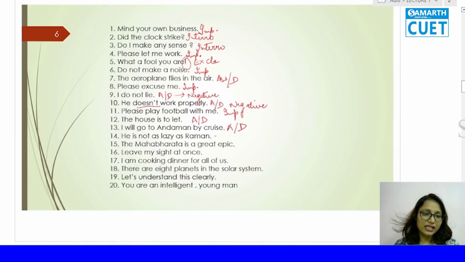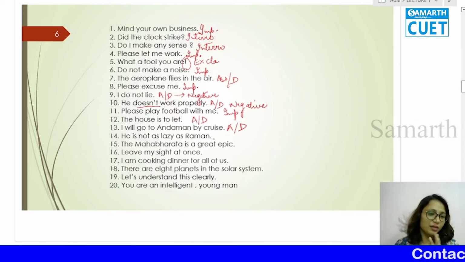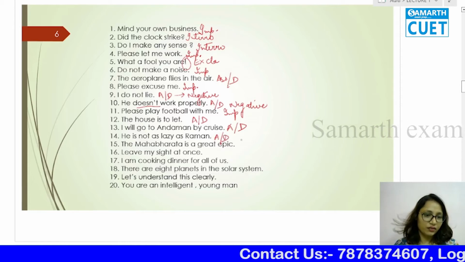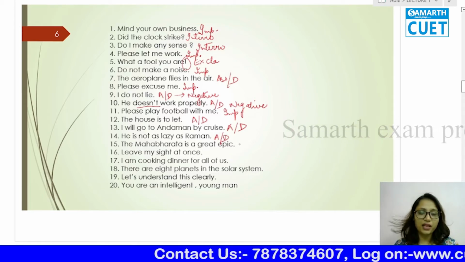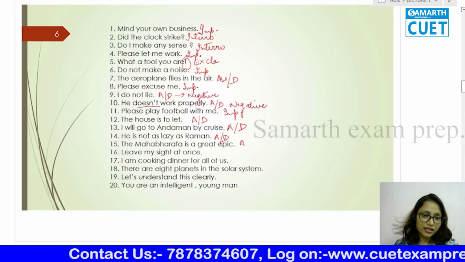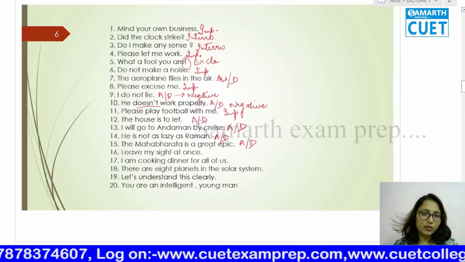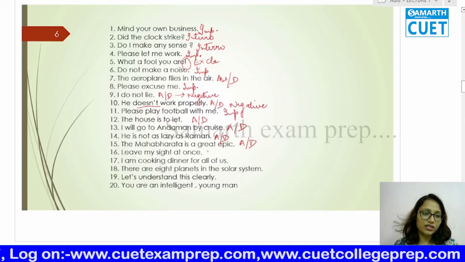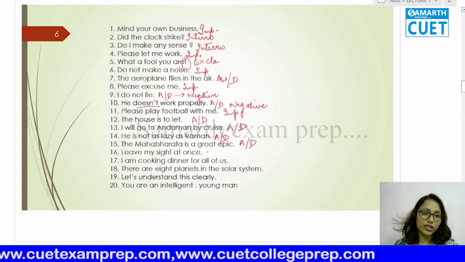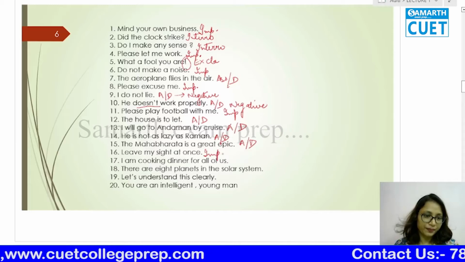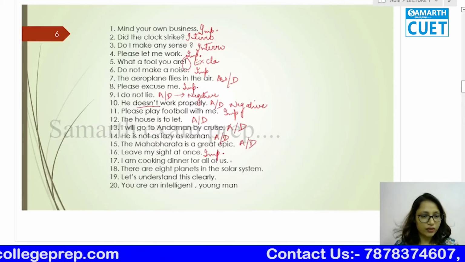He is not as lazy as Raman. Here you are stating it that ये इंसान रमन जितना आलसी नहीं है, आलसी है but रमन जितना आलसी नहीं है. That means assertive and declarative. Mahabharat is a great epic, definitely, and this is an assertive or declarative. Leave my sight at once. You are so angry, you are telling a person कि मेरी नज़रों से दूर चले जाओ, and here it is imperative.